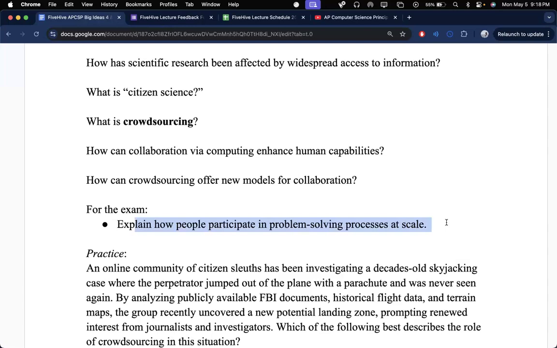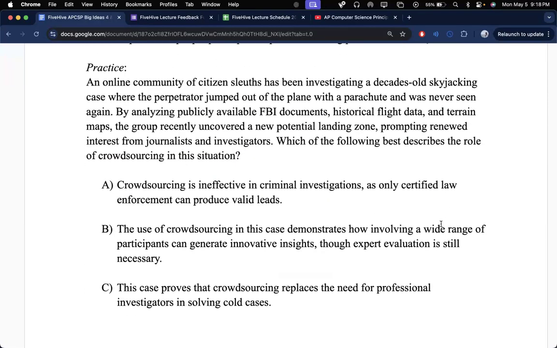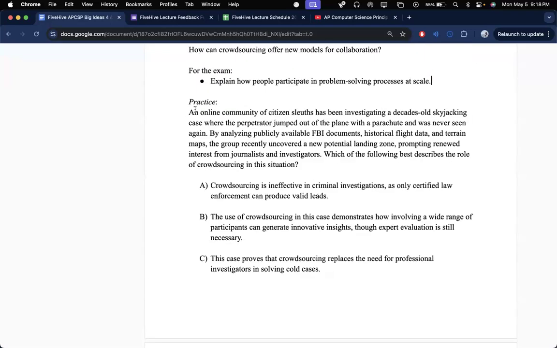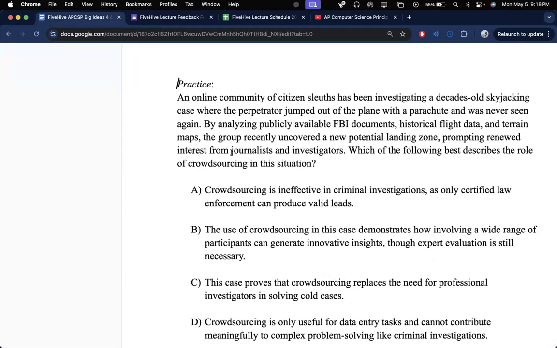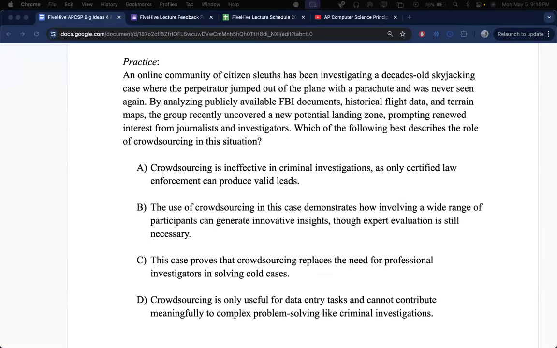So we want to be able to explain how people participate in problem-solving processes at scale. So let's take a look. I'll just make this a new page here. So an online community, actually, I'll make the poll first and then I'll read it. So an online community of citizen sleuths has been investigating a decades-old skyjacking case where the perpetrator jumped out of a plane with a parachute and was never seen again. By analyzing publicly available FBI documents, historical flight data, and terrain maps, the group recently uncovered a new potential landing zone, prompting renewed interest from journalists and investigators. Which of the following best describes the role of crowdsourcing in this situation?